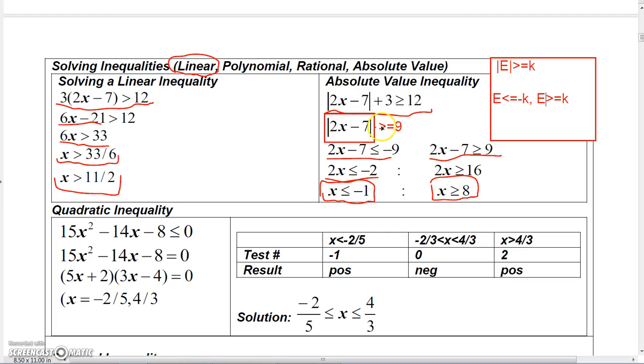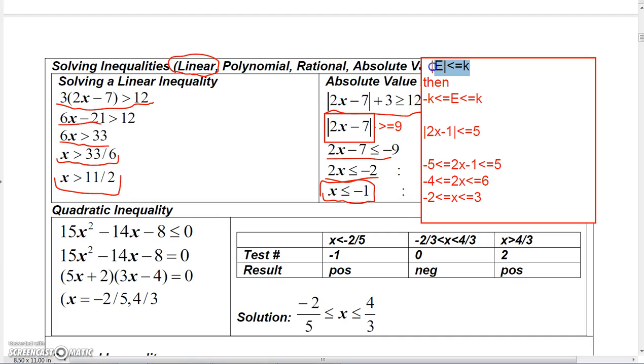Now, for the less than case, let me show you a less than example just so you'll know what to do in that case. If you have the absolute value of an expression less than or equal to a constant, then what you do is you set the expression between the negative constant and the positive constant. So here I have the expression is greater than or equal to negative k and less than or equal to positive k. Here's an example of that.